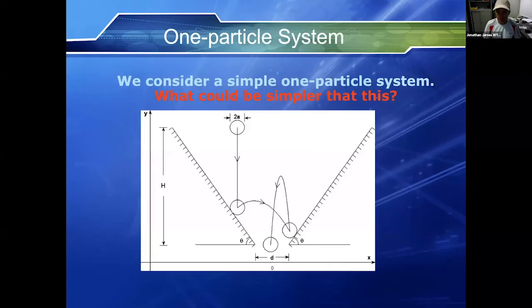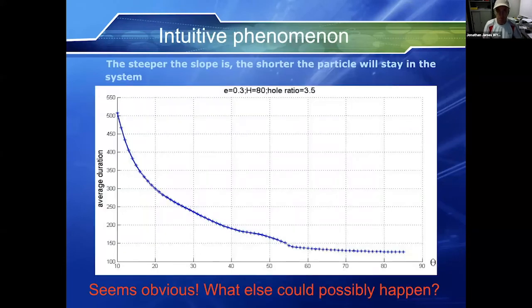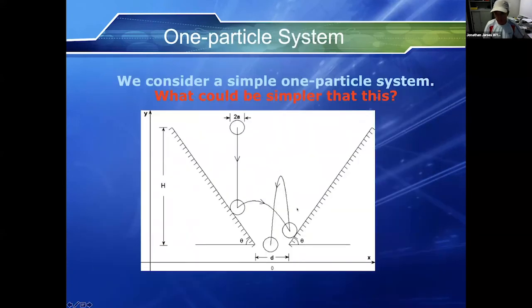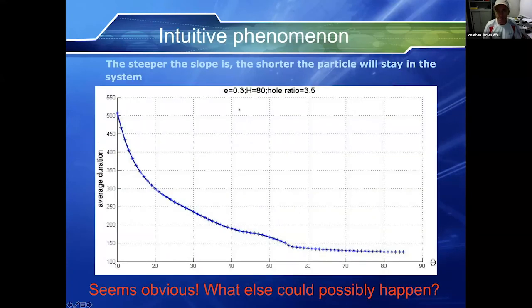Now, remember, there are a few parameters. What we're going to focus on here is the angle, theta, the angle of the walls. If theta is 90 degrees, it would be very steep. If theta was small, it would be very shallow. So let's look at what we see. Basically, it says that the steeper the slope of the walls, the shorter the time the particle will stay in the system. This is the average duration, and this is the angle.